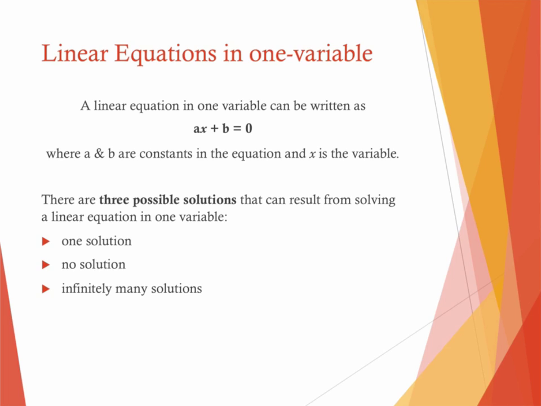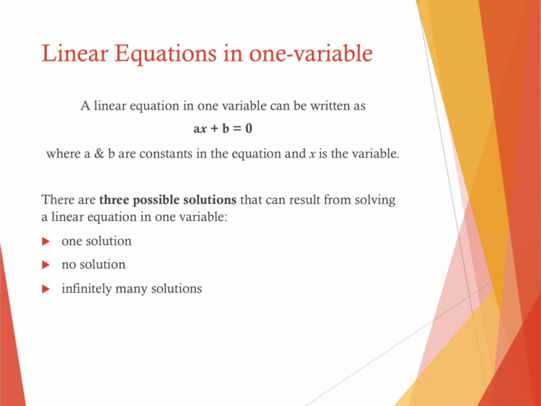When I'm solving a linear equation, I could have three possible solutions. I could have one solution, so that means x equals some number. I could have no solution, which means that I would actually have a false statement, something like, say, 5 equals 3. I know that's not true. That means that my equation would have no solution.